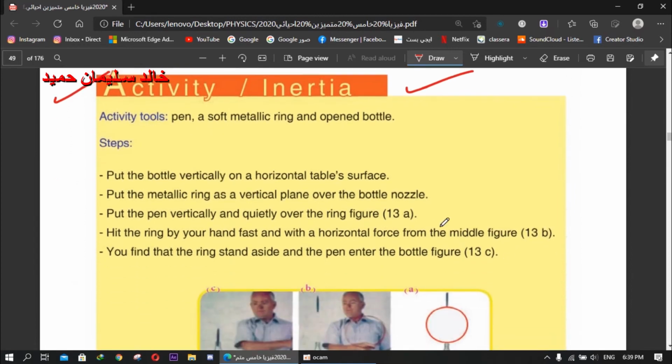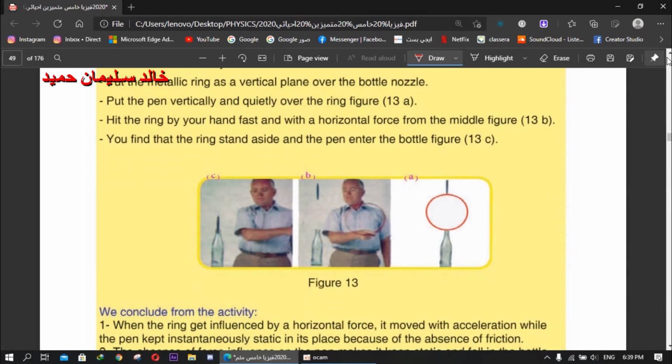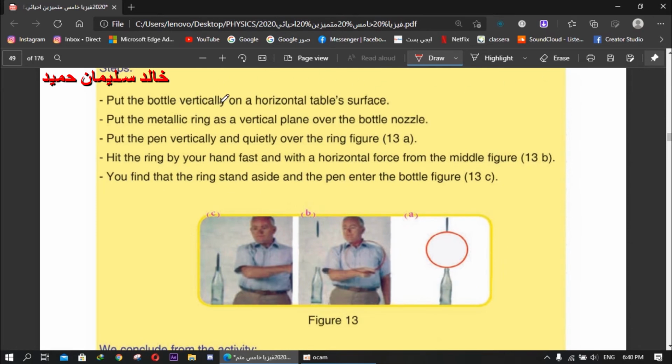Now we have this activity: the inertia. Activity tools: a pen, a soft metallic ring, and an opened bottle. The steps: put the bottle vertically on the horizontal table surface. Put the metallic ring as a vertical plane over the bottle nozzle, as in this figure. Put the pen vertically and quietly over the ring, as in the figure.